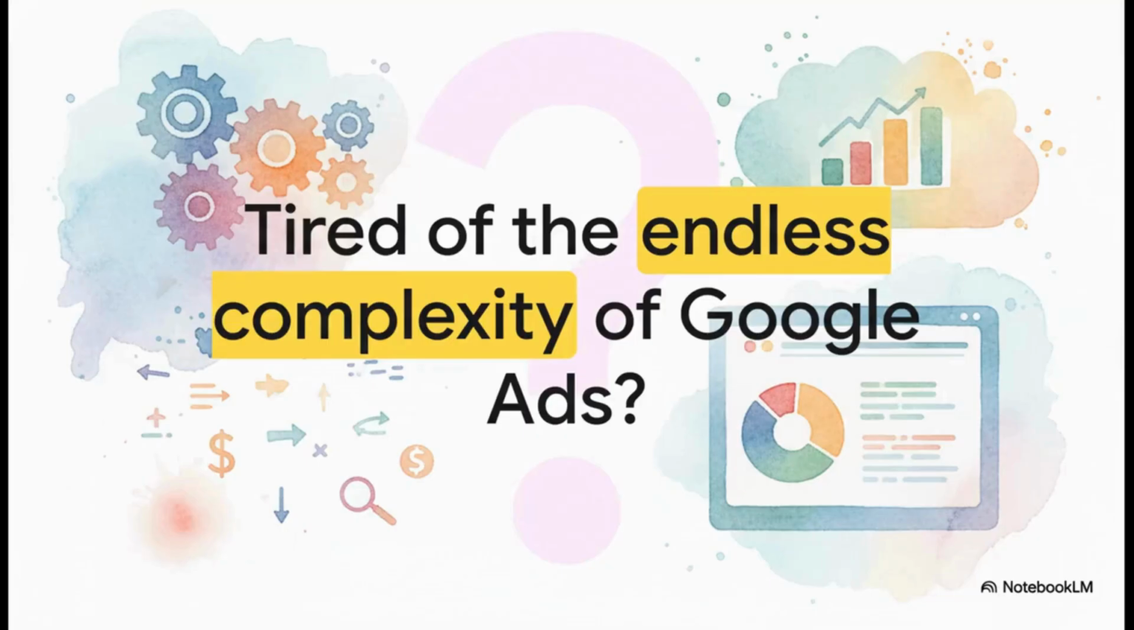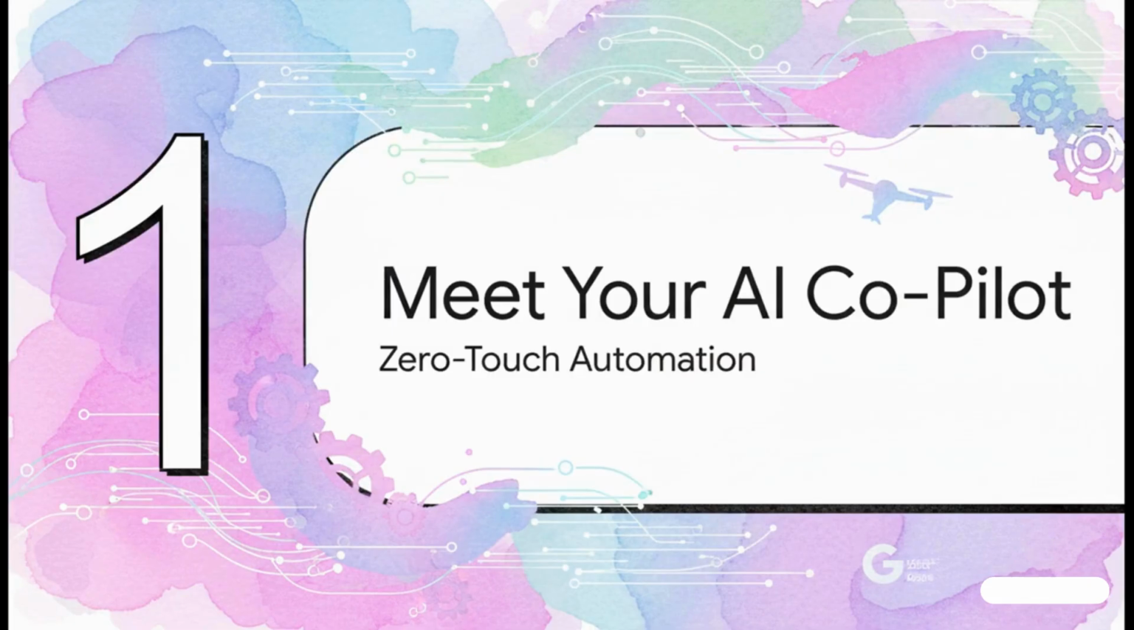Let's get into it. You know, if you've ever tried running Google Ads for your own business, you know exactly what this feels like. The endless settings, the keyword research, trying to figure out bid strategies, it can honestly feel like a full-time job. It's a huge pain point for so many businesses that just want to do what they do best, not become a digital marketing expert overnight. So what if you could just have an AI copilot handle all of that for you?